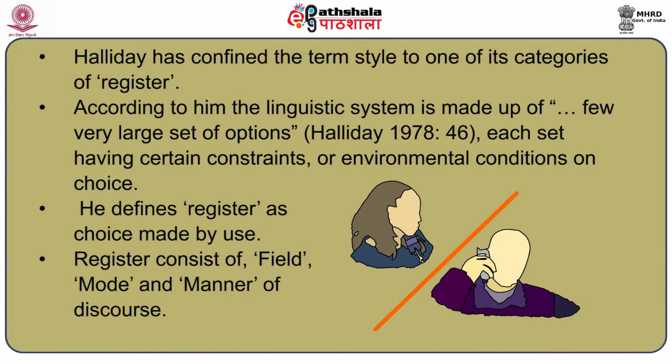Halliday also came up with the concept of style. He used the category register in a very wide sense. For him, the linguistic system is made up of a very large number of options, and each set having certain constraints. So everything is conditioned by choice. His definition of register is that register is choice made by use. That's how he defines style. And he looks at register from a threefold perspective. A register consists of field, mode, and tenor. Field of discourse, mode of discourse, tenor of discourse.